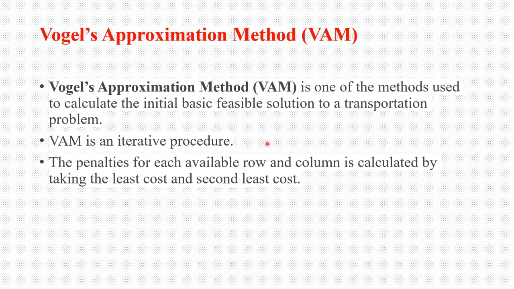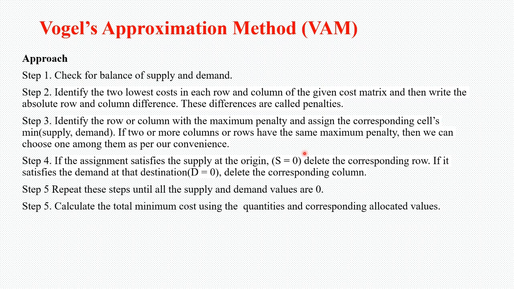The penalties for each available row and column are calculated by taking the least cost and second least cost. Approach. Step 1. Check for balance of supply and demand. Step 2. Identify the two lowest costs in each row and column of the given cost matrix and then write the absolute row and column difference. These differences are called penalties.